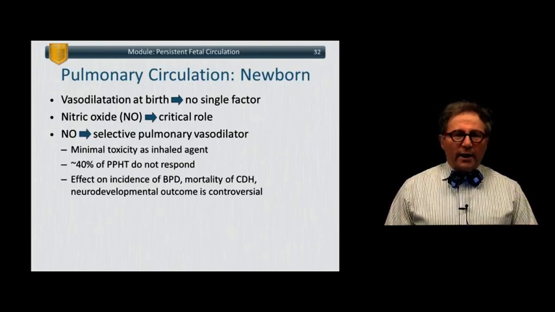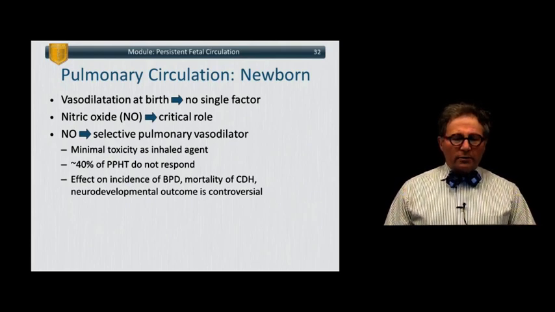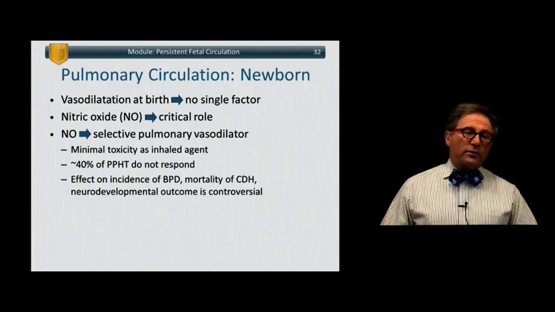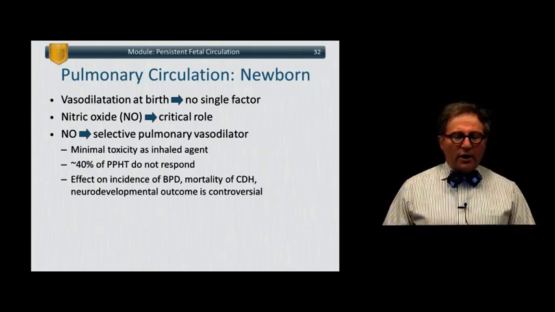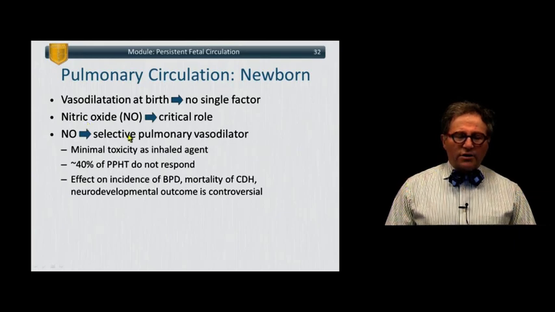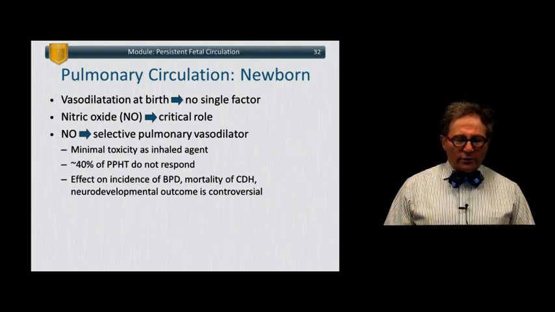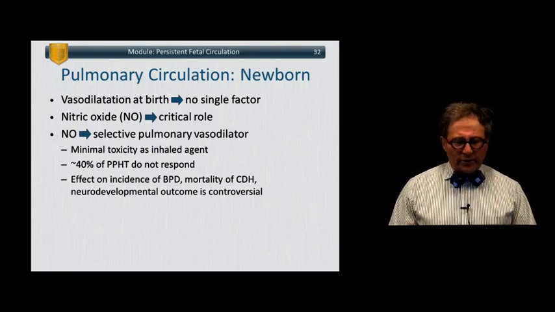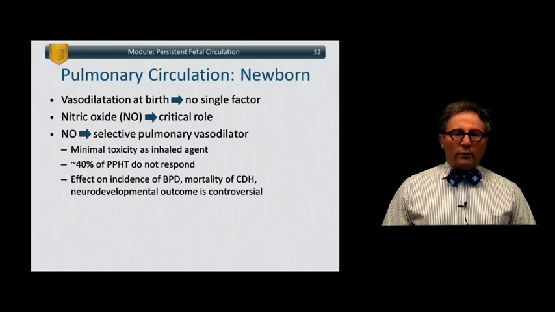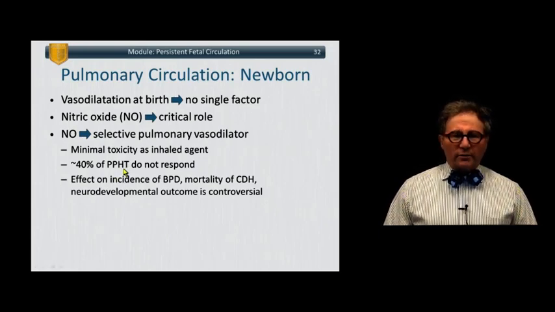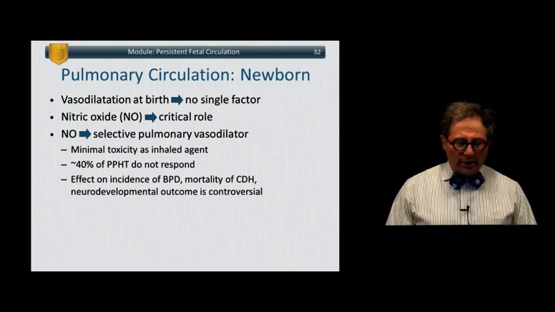We don't really understand the mechanism responsible for the decrease in pulmonary vascular resistance, but we do know that the pulmonary vasculature does dilate at birth as a result of a number of factors and interactions, not the least of which is nitric oxide, which is a selective pulmonary vasodilator. When administered in parts per million concentrations as an inhaled agent, it is non-toxic, but there are a number of children with persistent fetal circulation who do not respond to nitric oxide, and we don't know why that is the case.